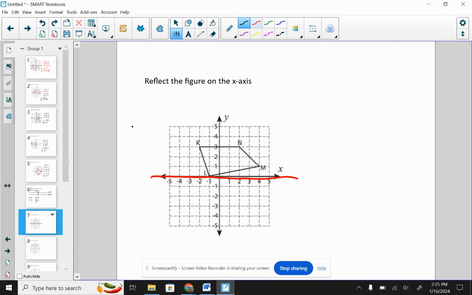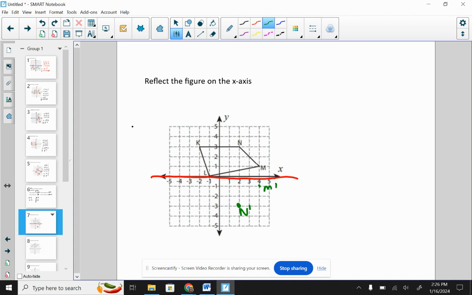So this point here, this n value here, it was 3 units above that mirror line. It's now going to be 3 units below the mirror line. So the new n, or n prime, is going to be there. The m was 1 unit above. It's now going to be 1 unit below.